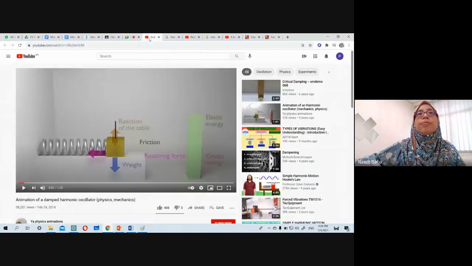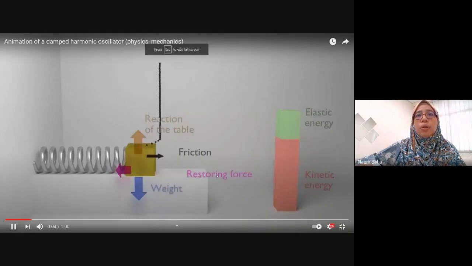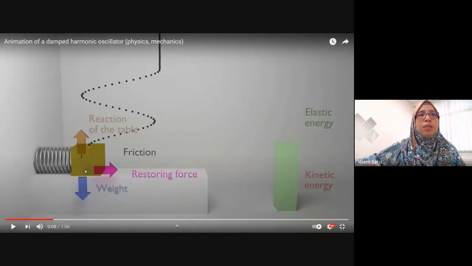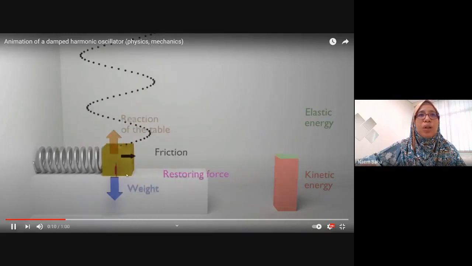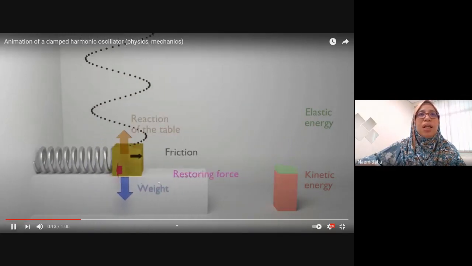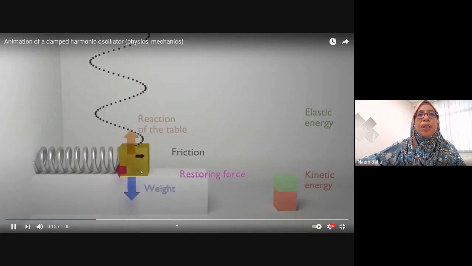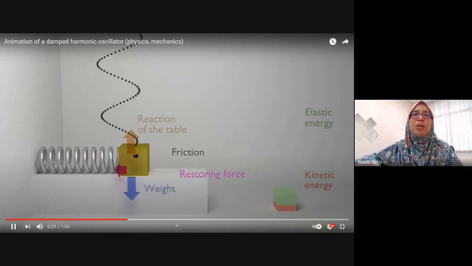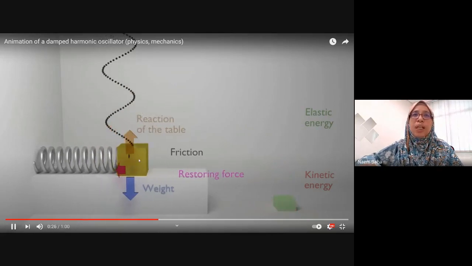Let's have a look. The purple is the restoring force direction. Look at the direction of the restoring force: it is always directed towards the equilibrium, and it keeps changing. When the block is moving to the left, the restoring force is to the right, and the friction is in the opposite direction to the movement.